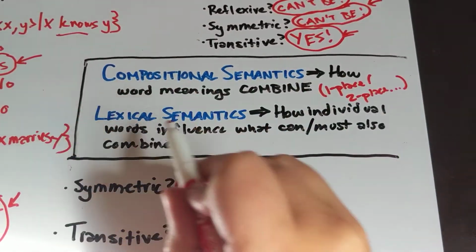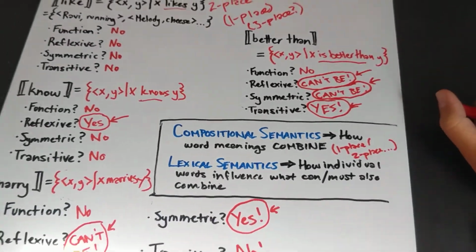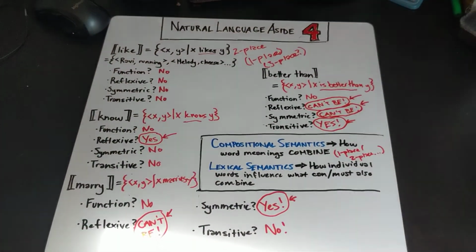So this tells us about two different areas of semantics, and this is a wonderful reason why it's important to look at relations and the mathematics of language.